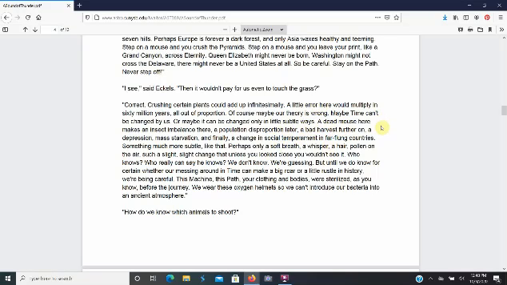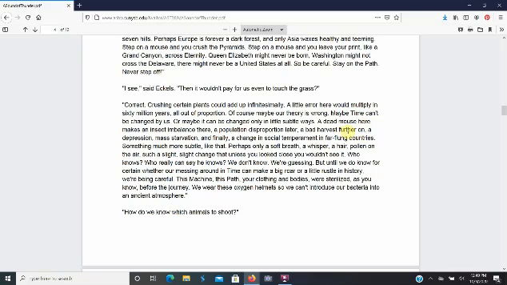A dead mouse here makes an insect imbalance there, a population disproportion later, a bad harvest further on, a depression, mass starvation, and finally, a change in social temperament in far-flung countries. Something much more subtle like that. Perhaps only a soft breath, a whisper, a hair, pollen on the air, such a slight change that unless you looked close, you wouldn't see it. Who knows? Who really can say he knows?